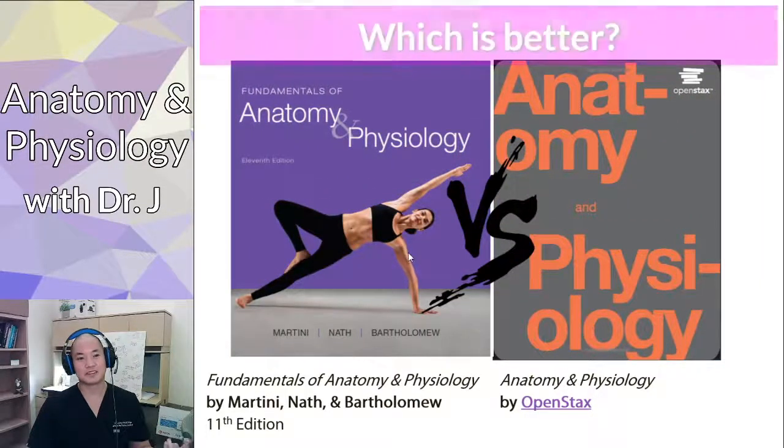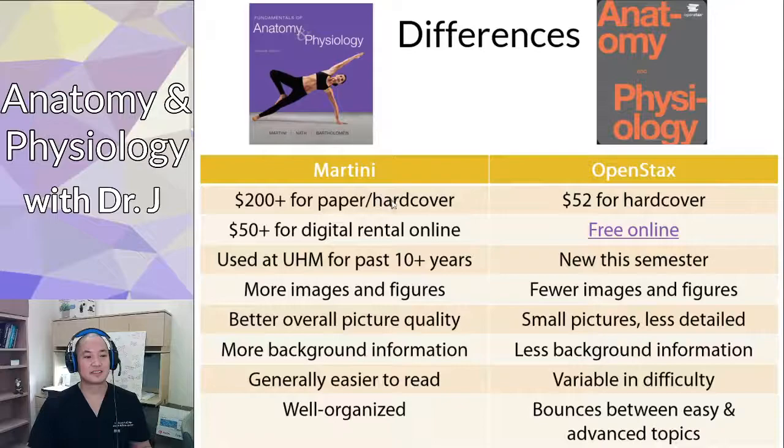So which is better? The thing is that the Martini gives you better quality, and it's what we've used for the past 10 plus years, but it's more expensive. It has better images and more information. But if you're on island, the best thing you can do is go to Hamilton Library and preview it. Preview it and see if that's something you like, maybe you want to invest in. A new copy is really expensive. You can use the used copy.